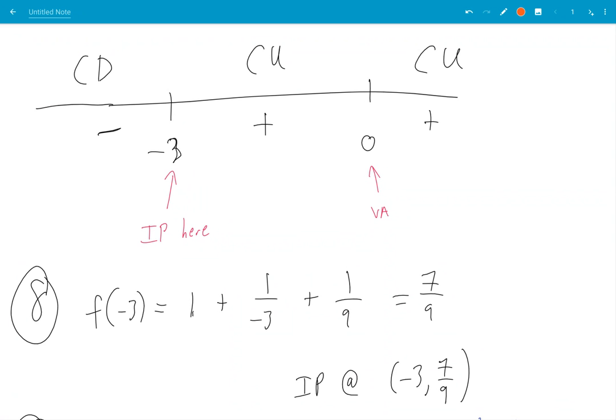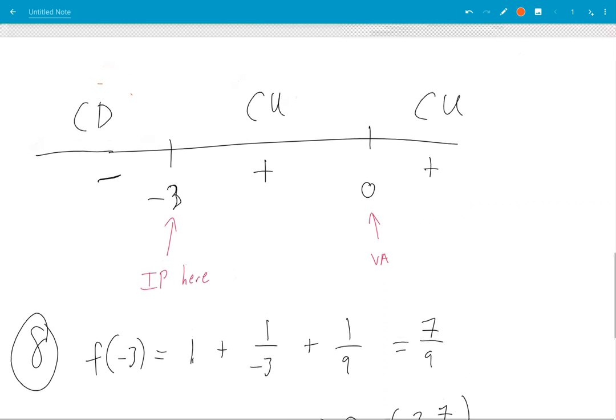So at -3, we can see concave down before and then concave up afterwards. So that is indeed an inflection point because the function is continuous here. At 0, that's a vertical asymptote. Okay, so even if concavity changed, it would not be an inflection point.